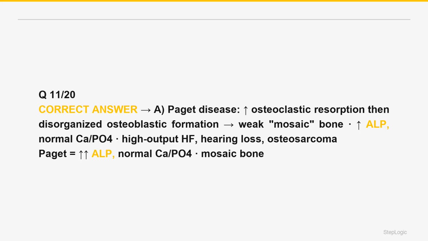The clinical clues and complications are classic. Skull involvement enlarges the head, increasing hat size, and can compress cranial nerves, causing hearing loss. The bones are painful and prone to fracture and bowing. The increased vascularity of pagetic bone can cause high-output cardiac failure. The most feared complication is malignant transformation to osteosarcoma. Treat with bisphosphonates, which inhibit the overactive osteoclasts. The high alkaline phosphatase, normal calcium, mosaic bone remodeling disorder is Paget disease of bone.